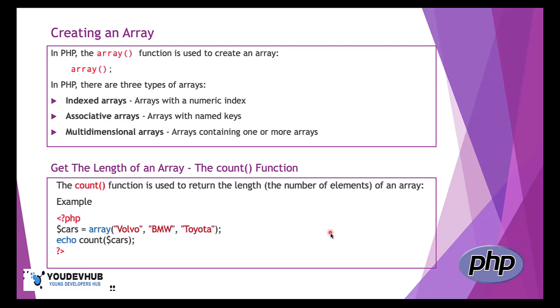Now, we have various types of arrays. We have the indexed array, we have the associative array, and we have the multidimensional array. And you can get the length of an array by using the count function. Look at this example, we have an array of 3 cars, then we can echo the count of the cars and it's going to display the number of cars we have. You can try that out and see what it gives.